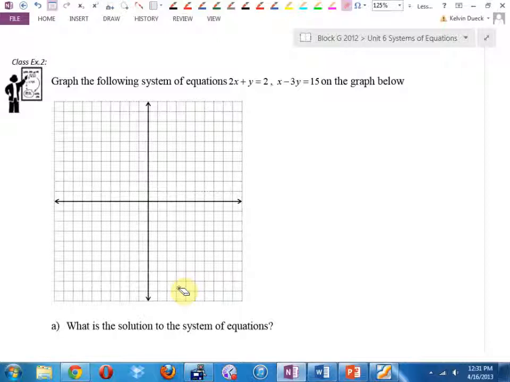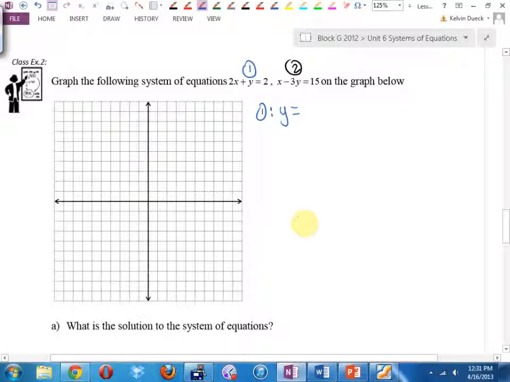Hey, let's graph these. Let's find where they cross. This first one, 2x plus y equals 2. I can rewrite that in slope-intercept form. I'm going to call this equation 1, and I'm going to call this equation 2. I'll do the first one in blue, the second one in black. How could I rewrite that first equation in slope-intercept form? So equation 1 is just going to be y equals negative 2x plus 2.